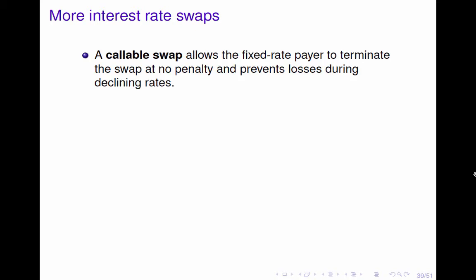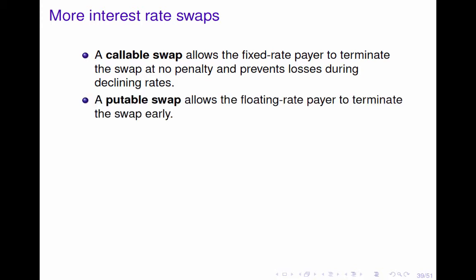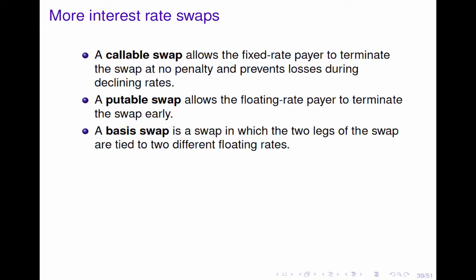A callable swap allows the fixed rate payer to terminate the swap at no penalty and prevents losses during declining rates. A puttable swap allows the floating rate payer to terminate the swap early. A basis swap is a swap in which the two legs of the swap are tied to two different floating rates.